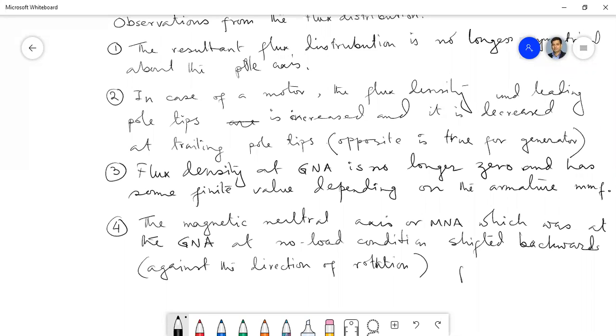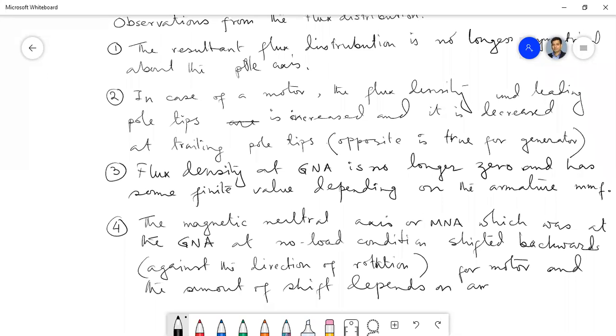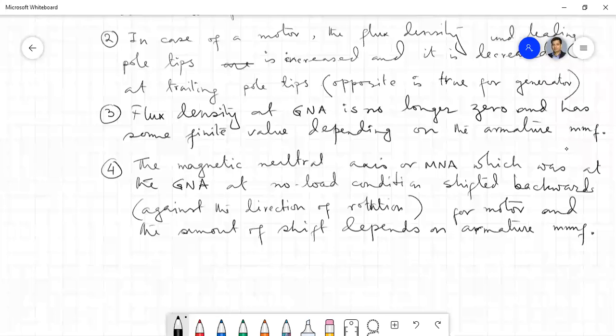And one more point: the amount of shift depends on what? Armature MMF. Correct. Any question? Okay.